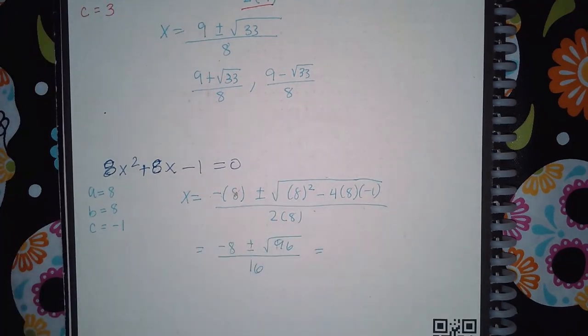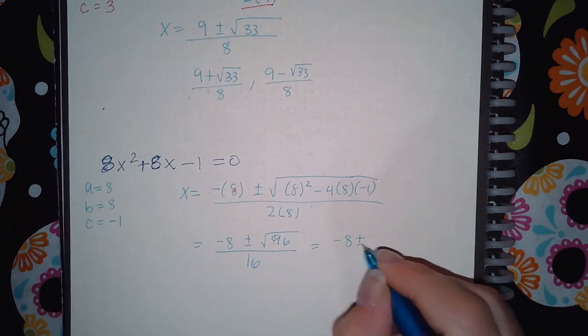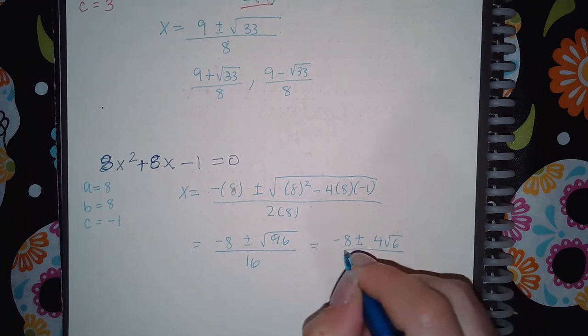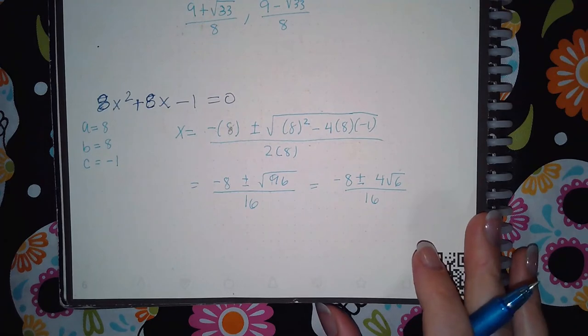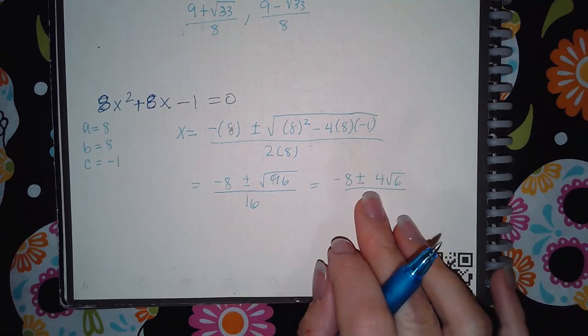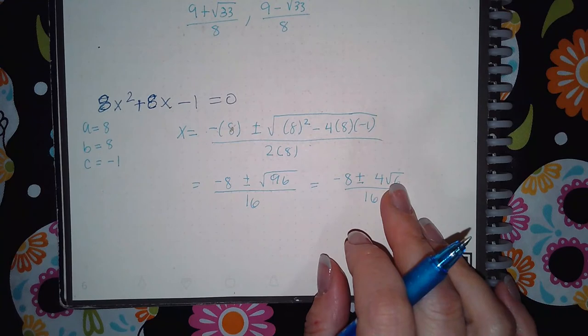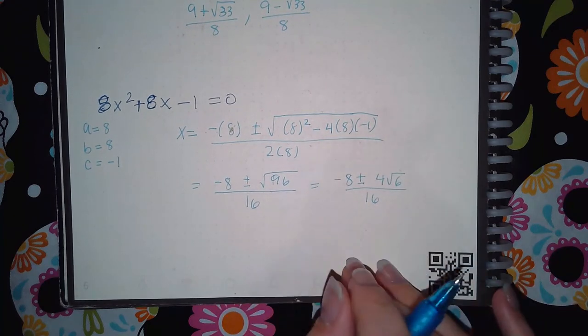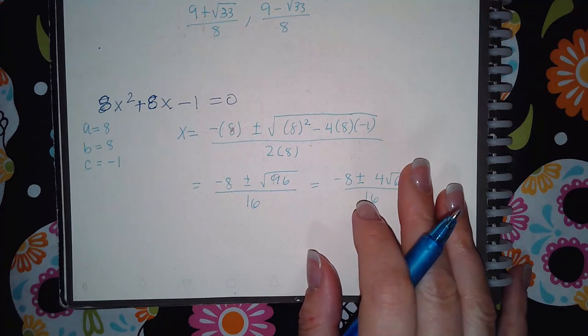Now the square root of 96 does simplify. I get negative 8 plus or minus 4 square root of 6. And then here's the tricky part. I do have to simplify this fraction. Now I could type this in my calculator and it'll simplify it for me. But later on, you will get imaginary answers, and you can't type imaginary things in your calculator, but you'll still be expected to simplify the fractions with imaginaries. So to practice how to simplify, I suggest you just practice with the fractions that don't have imaginaries.